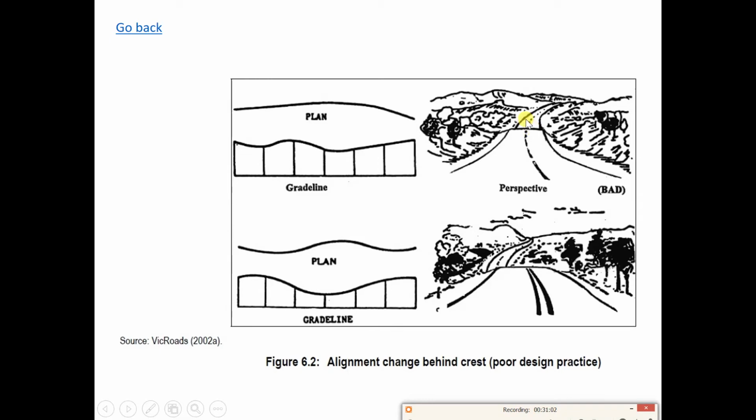If you're in the middle of the curve, then probably it's okay, but not at the beginning or at the end. At the end you don't know, let's say, whether there's going to be a change. The road's going to change suddenly. You don't know. So all the changes for the horizontal curve should be in the middle, not at the beginning or at the end.